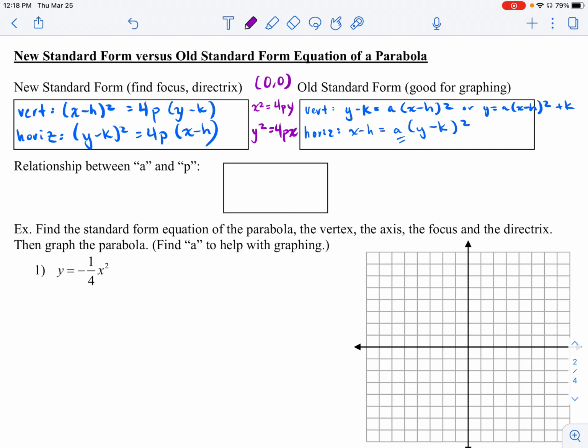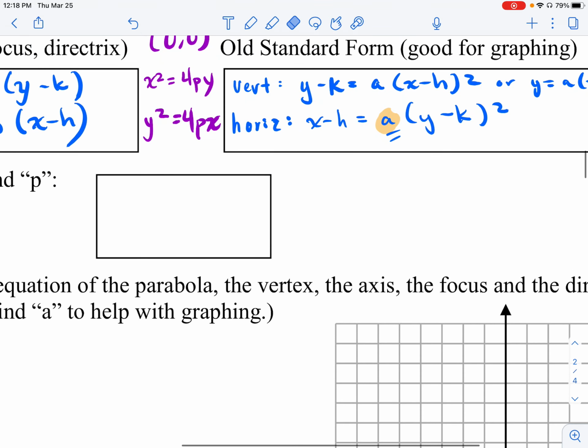Pause the video and ask yourself real quick, what is the relationship between A, let me highlight these, between A and 4P? What would be the relationship there? Now, at first glance, you might think A is equal to 4P, isn't it? But not quite, because notice where the A and the 4P values are. The 4P is in front of the, well, I should maybe highlight the appropriate one so that we're not so confused.